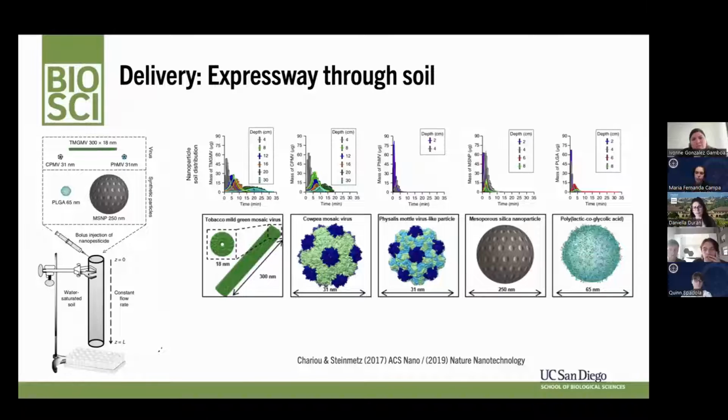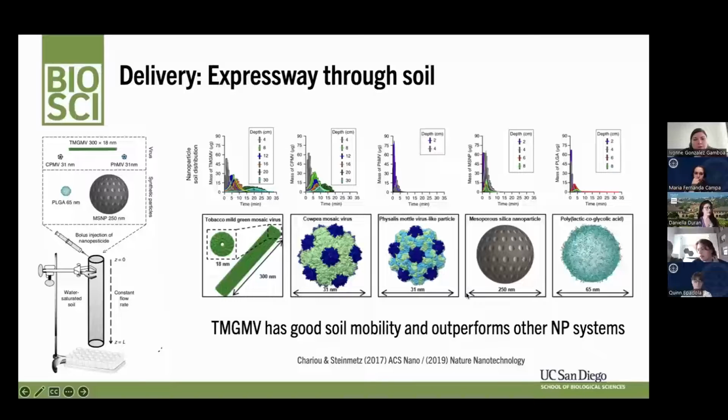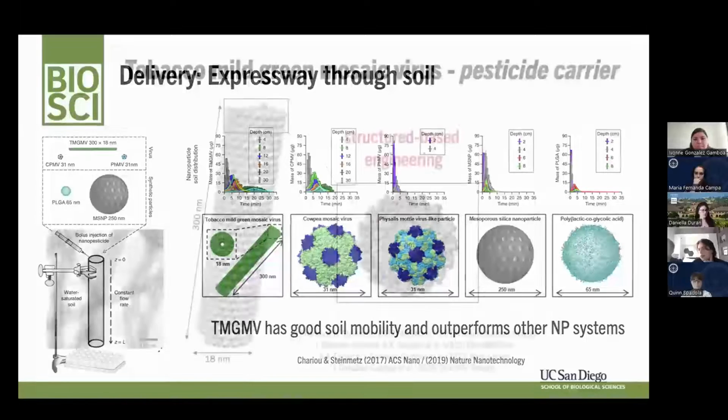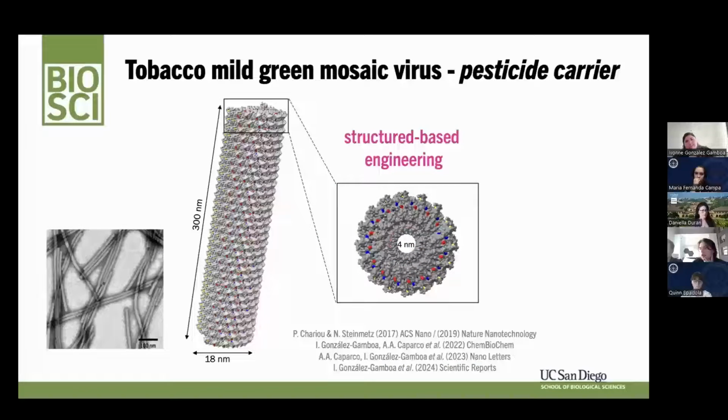However, if we're trying to attack something closer to the surface, maybe other shapes or other nanoparticles could also come in handy. That is why it's important to mention that this technology is tailored towards whatever you're trying to attack. Here we determined that TMGMV has very good soil mobility and outperformed the other nanoparticulate systems. So our MVP, TMGMV, will be our pesticide carrier, and we're using its structure to conjugate our pesticide, or the molecules we want to deliver.